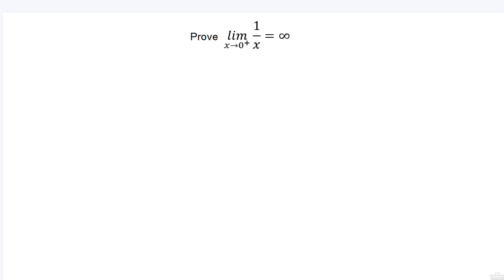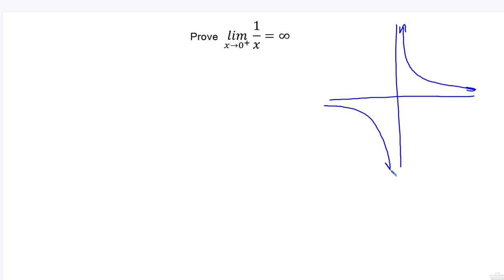If we want to prove the limit as x approaches 0 from the right of 1 over x is infinity, well, we're doing it from the right because we know what this function looks like, right? This is the function 1 over x. From the right, it is going up towards infinity, but from the left, it's going down towards negative infinity. And so it only makes sense. We wouldn't really be able to prove that it's infinity or negative infinity as we approach 0, because on one side it's infinity, and on the other side it's negative infinity.